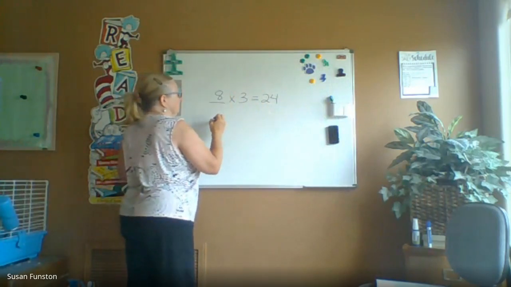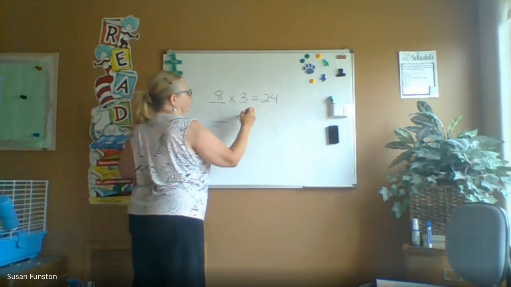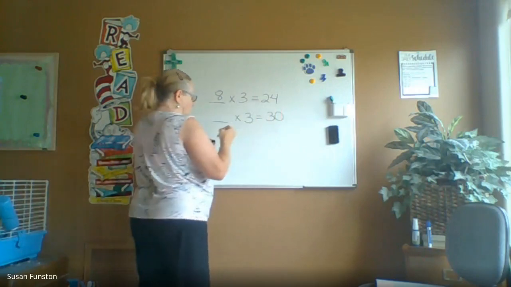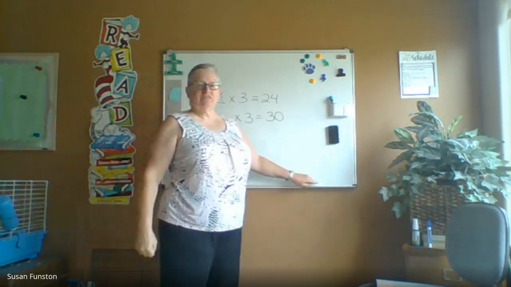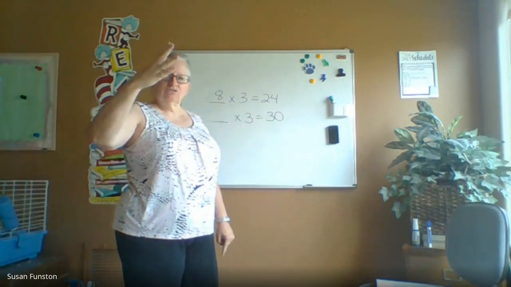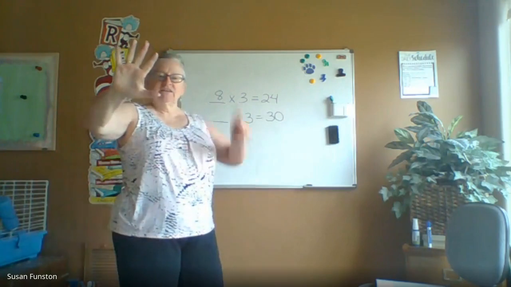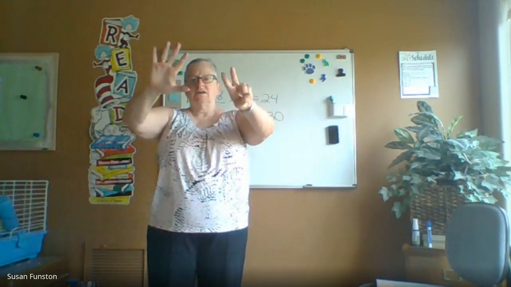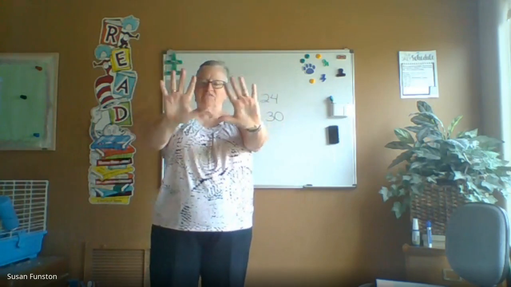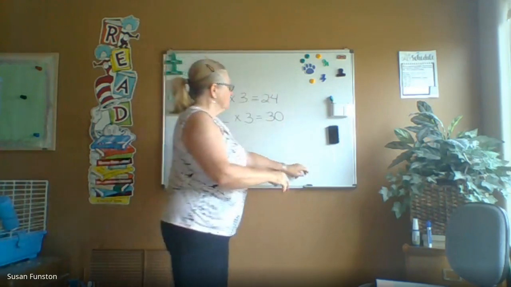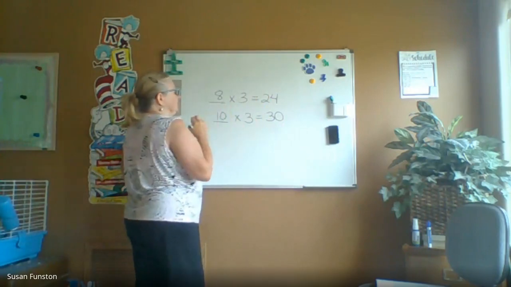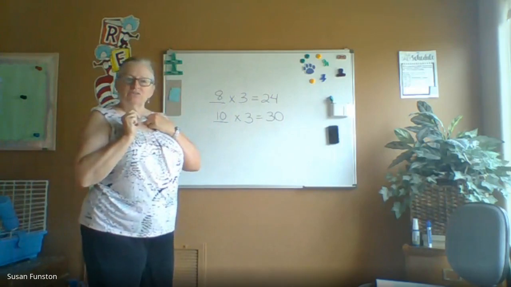Let's try another one. What times 3 equals 30? Let's count by 3 again. 3, 6, 9, 12, 15, 18, 21, 24, 27, 30. How many fingers do I have? 10. So that means that my missing number is 10. 10 times 3 equals 30.